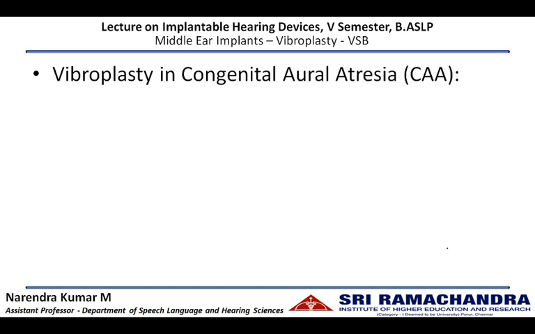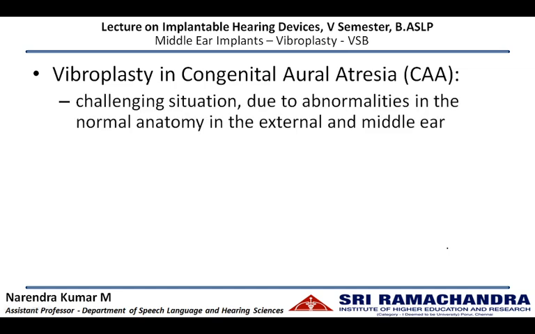In cases of congenital aural atresia, it is a very challenging situation due to the abnormalities in the normal anatomy of the external and middle ear. So based on the anatomical challenges, the middle ear is approached in different ways. There are two approaches to reach the middle ear.